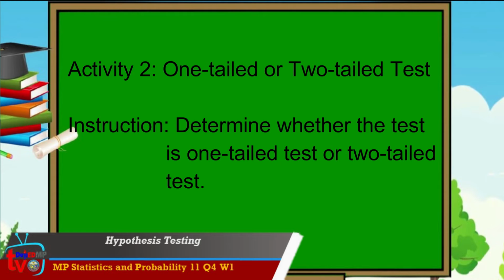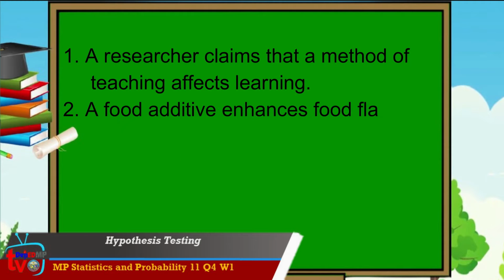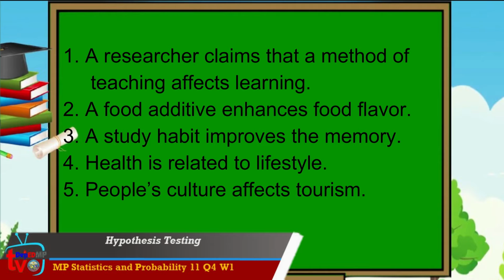Number 1. A researcher claims that a method of teaching affects learning. Number 2. A food additive enhances food flavor. Number 3. A study habit improves the memory. Number 4. Health is related to lifestyle. Number 5. People's culture affects tourism.